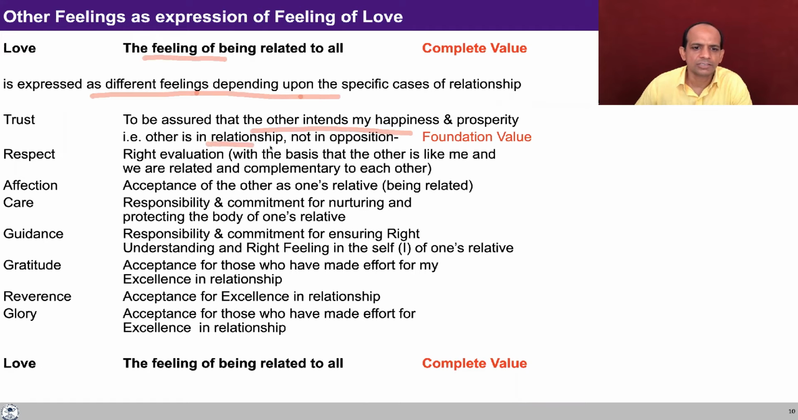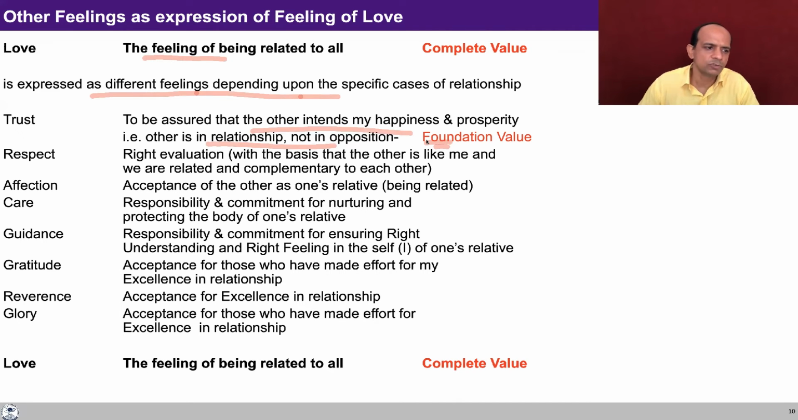That is, the other is in relationship and not in opposition. So I'm able to see that the other person naturally accepts to be in relationship with me, naturally accepts to make me happy and not make me unhappy. And thus the relationship starts. That's why it is called the foundation value, because every relationship starts with this feeling that the other naturally accepts to make me happy.